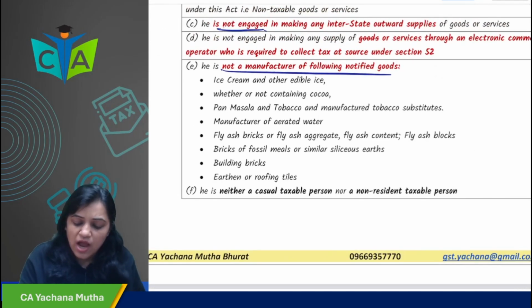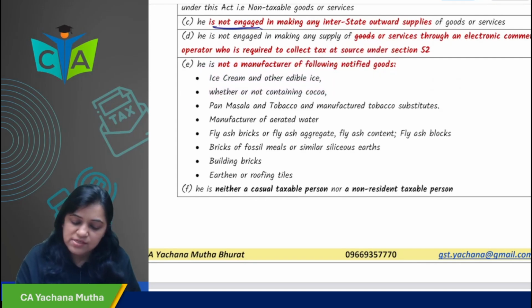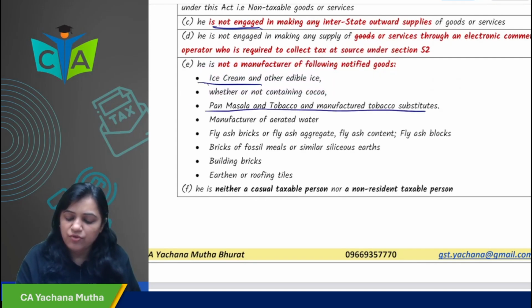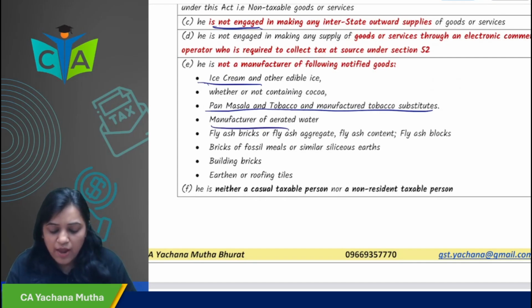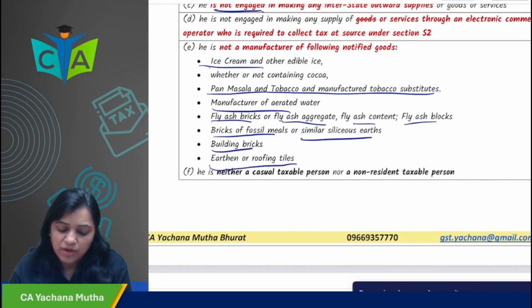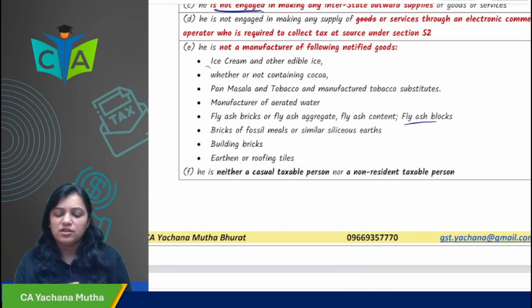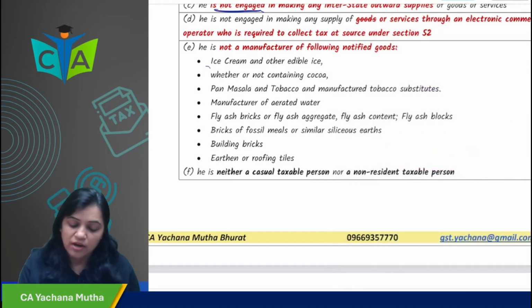What are those goods? Ice cream and other edibles, whether or not containing cocoa. Pan masala, tobacco and manufactured tobacco substitutes. Manufacturer of aerated water. Fly ash brick, fly ash aggregate, fly ash content, fly ash blocks, bricks of fossil meals or similar siliceous earth, building bricks, earthing or roofing tiles. Okay. So, to these manufacturers, composition scheme is not allowed.